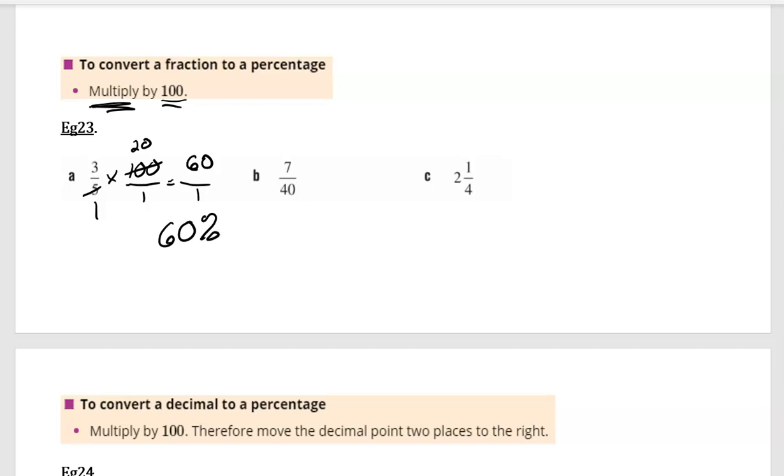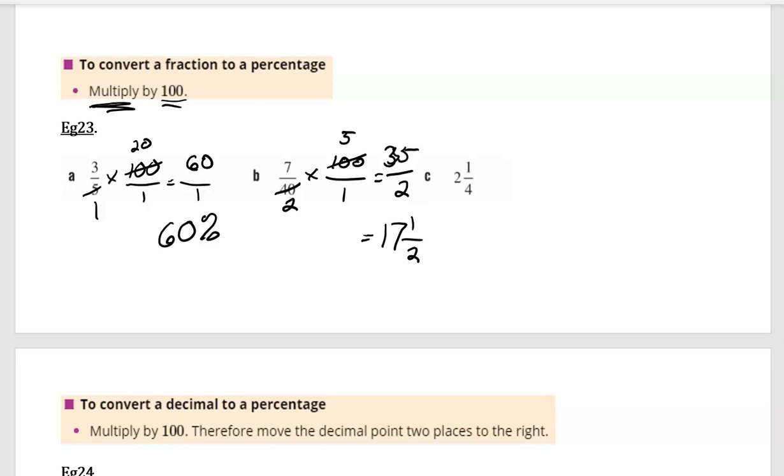multiplying by 100. Same thing if we did 7 over 40. 7 over 40 times 100, which is essentially 100 over 1. How can we cancel out between these guys? 20 goes into that 5 times, 20 goes into that 2 times. 7 times 5 equals 35 over 2. And so that can be reduced to 17 and 1/2, or a half.